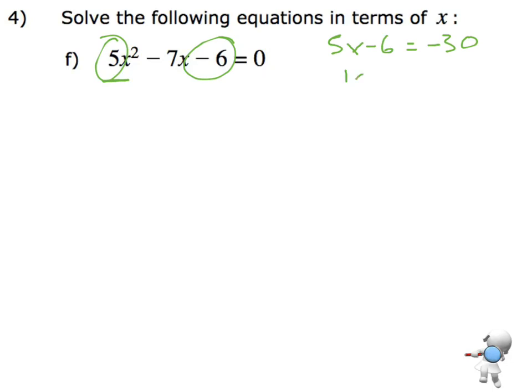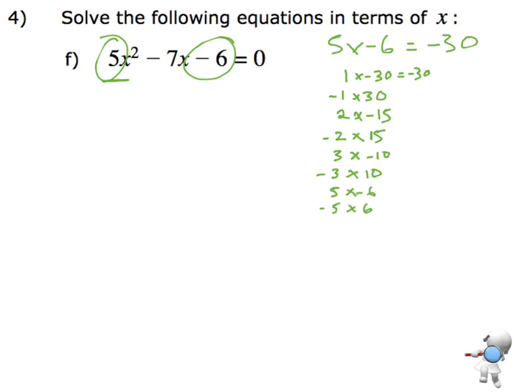So I could do 1 times -30, and that would give me -30. Or I could do -1 times +30. I could do 2 times -15, or -2 times +15. I could do 3 times -10, or -3 times +10. Can't do 4, but I could do 5, so again I could do 5 times -6, or -5 times +6. So these are all the list of factors.